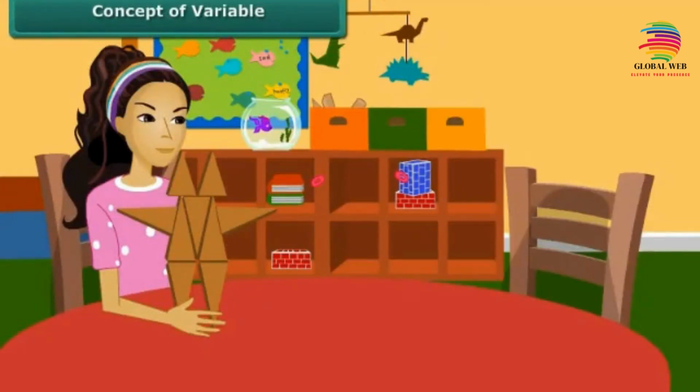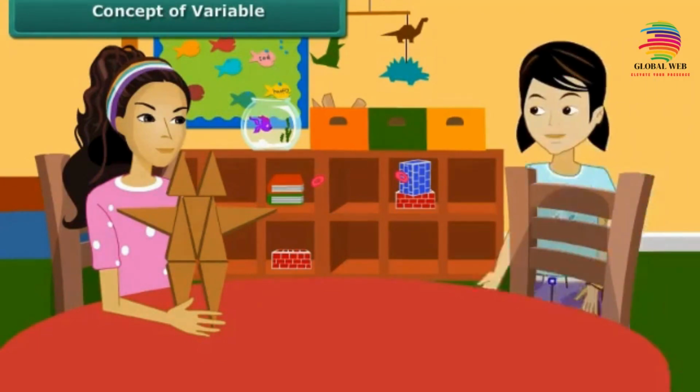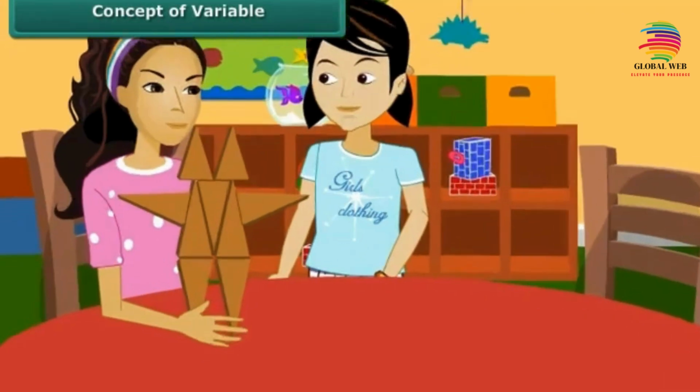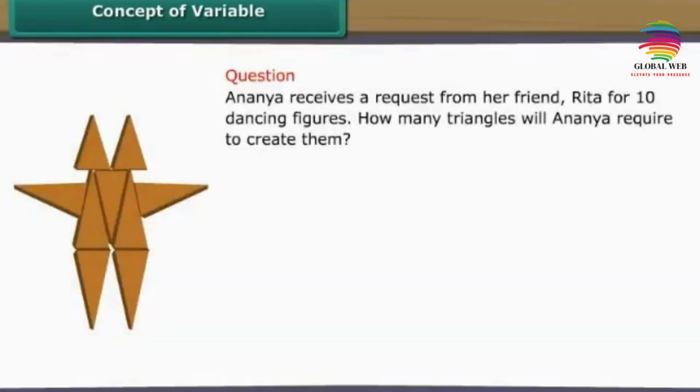Concept of variable. Ananya creates dancing figures using triangles made of wood. One day she receives a request from her friend Rita for 10 such dancing figures. How many triangles will Ananya require to create them?